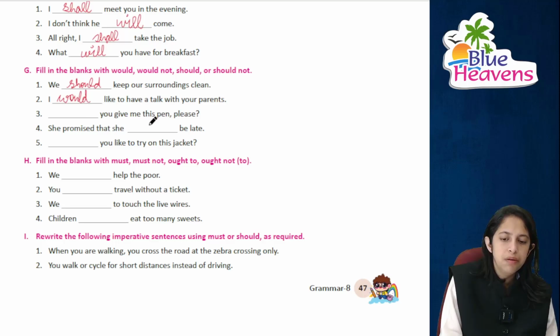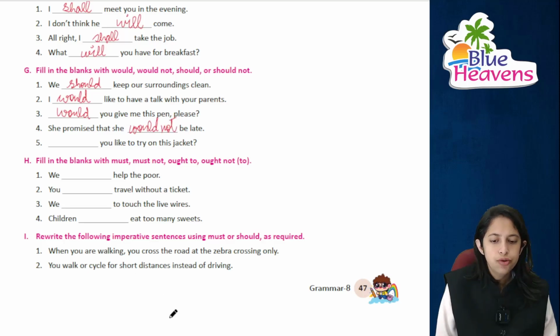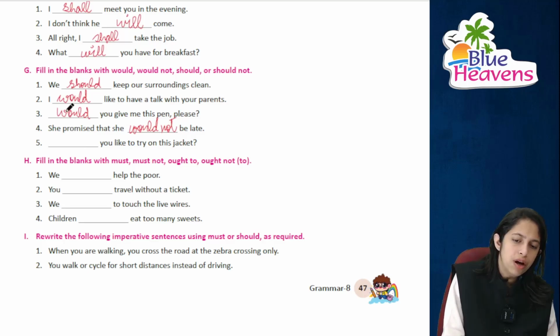Dash give me this pen please. Would you please give me this pen please? Right? She promised that she would be late. She would not be late. Dash you like to try on this jacket. Would you like to try on this jacket?